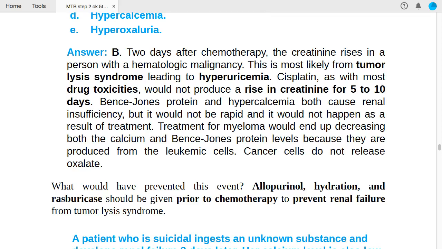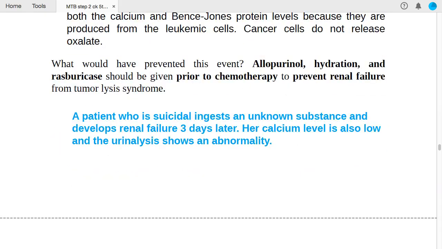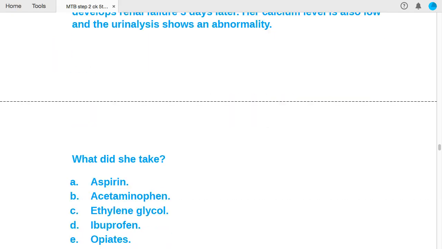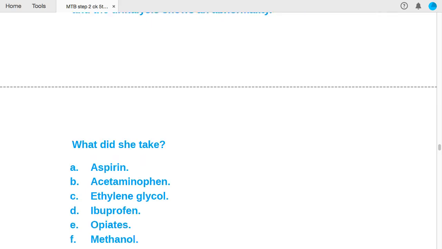Now, a patient who is suicidal ingests an unknown substance and develops renal failure 3 days later. Her calcium level is also low and the urinalysis shows an abnormality. We don't know the substance. What did she take? In your opinion, what was the poison? Aspirin, acetaminophen, ethylene glycol, ibuprofen, opiates, or methanol.